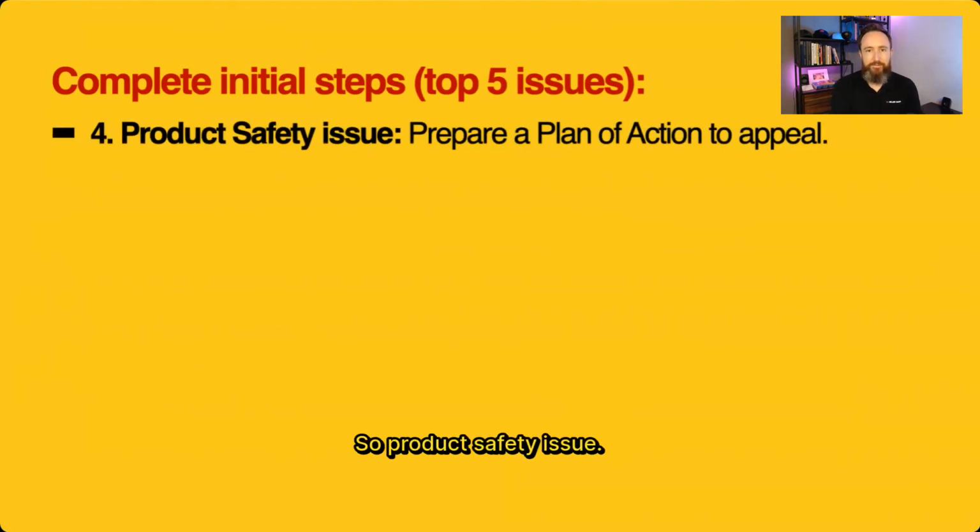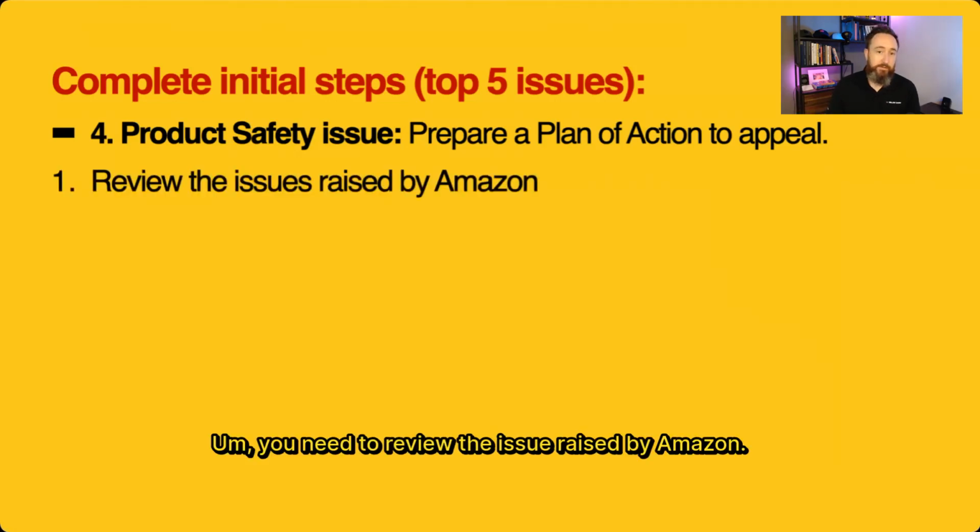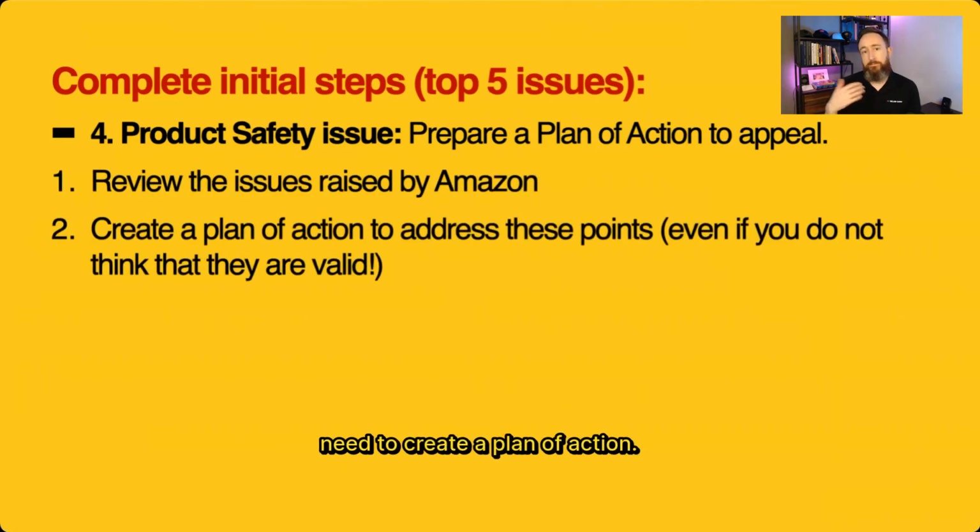All right. Number 4. Product safety issue. If you've got a product safety issue, you need to prepare a plan of action of how you're going to deal with this issue. You need to review the issue raised by Amazon. You need to create a plan of action.